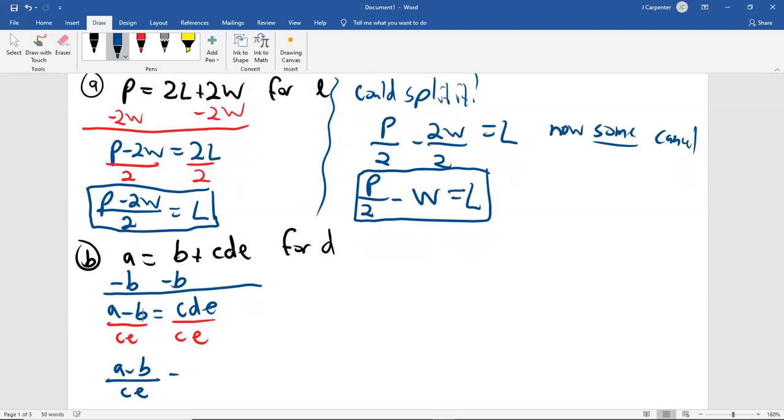I have absolutely no idea what any of that is. There's no numbers, so you can't reduce it. That's what I meant by the hipster. It looks more complicated than it is. The C's on the right cancel, the E's on the right cancel. And that just gives us our D, and this is the answer. There's no real better way to write this one.